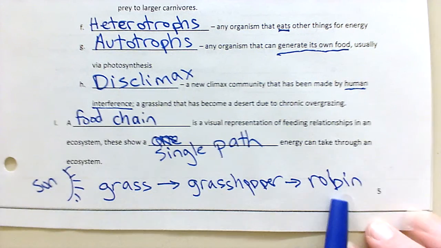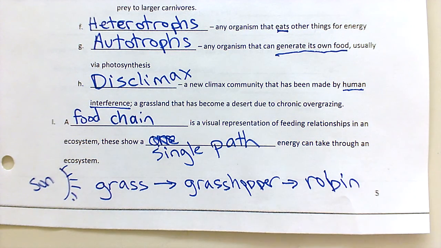Are ecosystems ever this simple? No. Which is why this is an imperfect representation of ecosystems, but it also is pretty useful. And we will stop there.